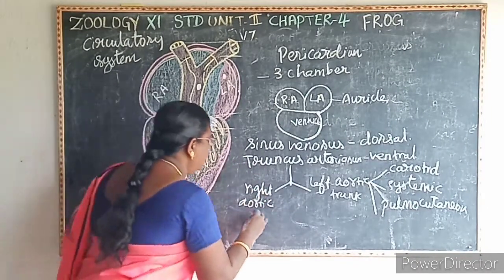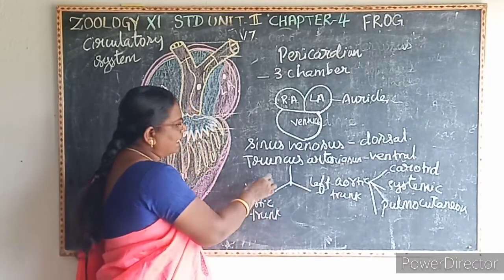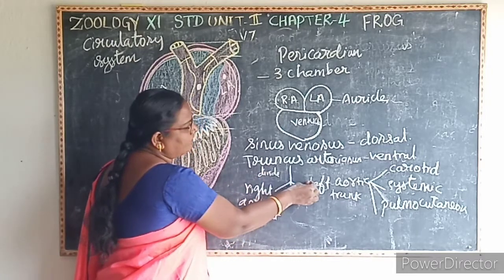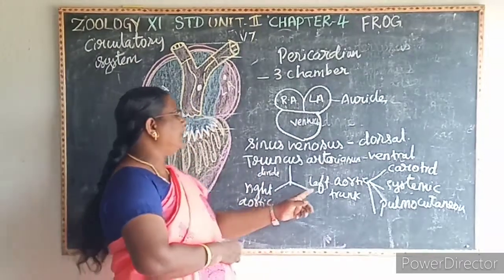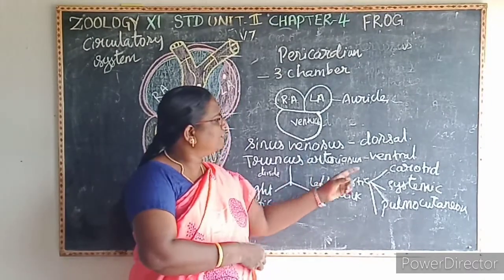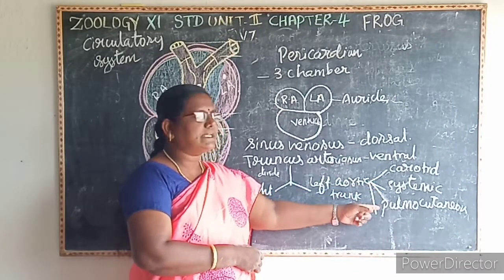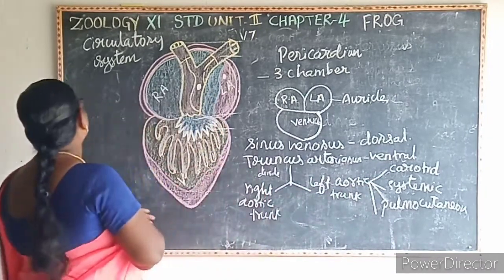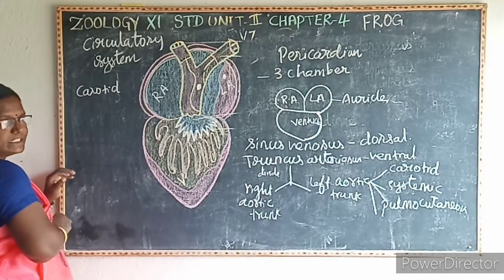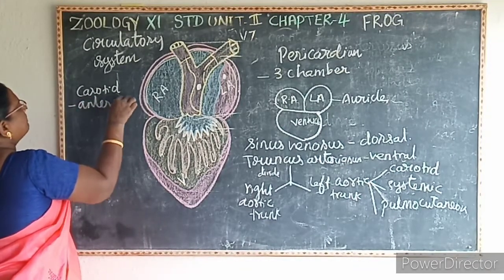Right aortic trunk and the left aortic trunk. The truncus arteriosus, it divides into what? Divides into right and left aortic trunk. So this left aortic trunk is further divided into 3 branches. What are they? First one is a carotid, second one is a systemic, and third one is a pulmocutaneous. So this carotid, it supplies oxygenated blood to the anterior region of the body.